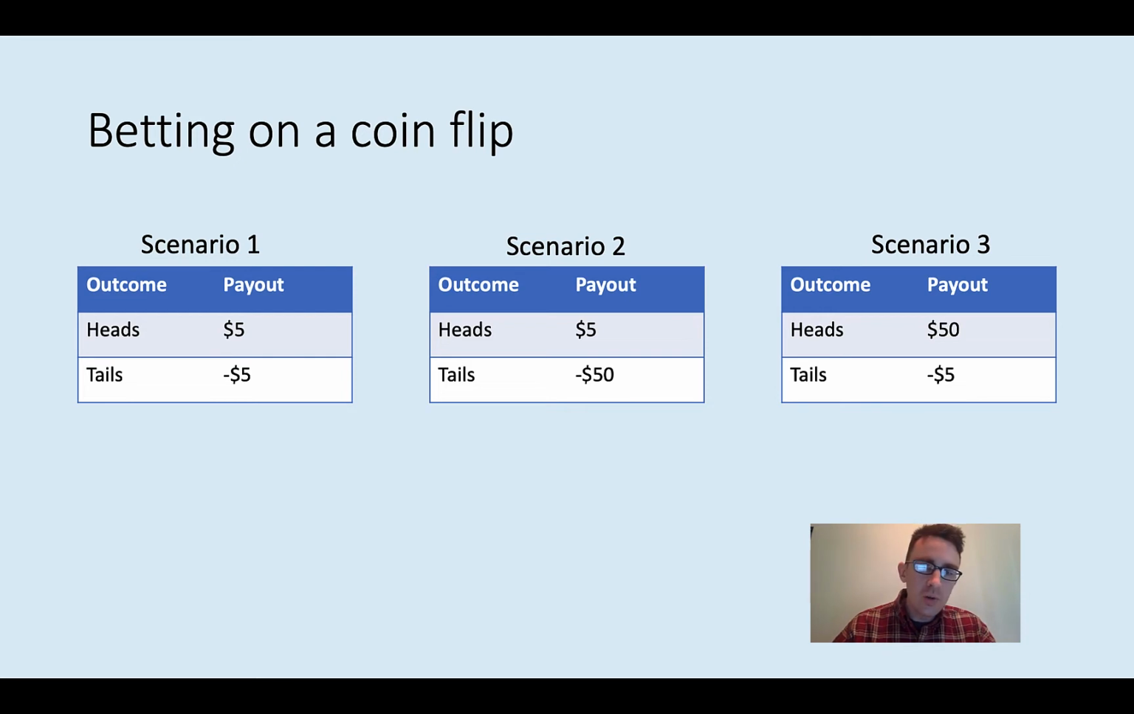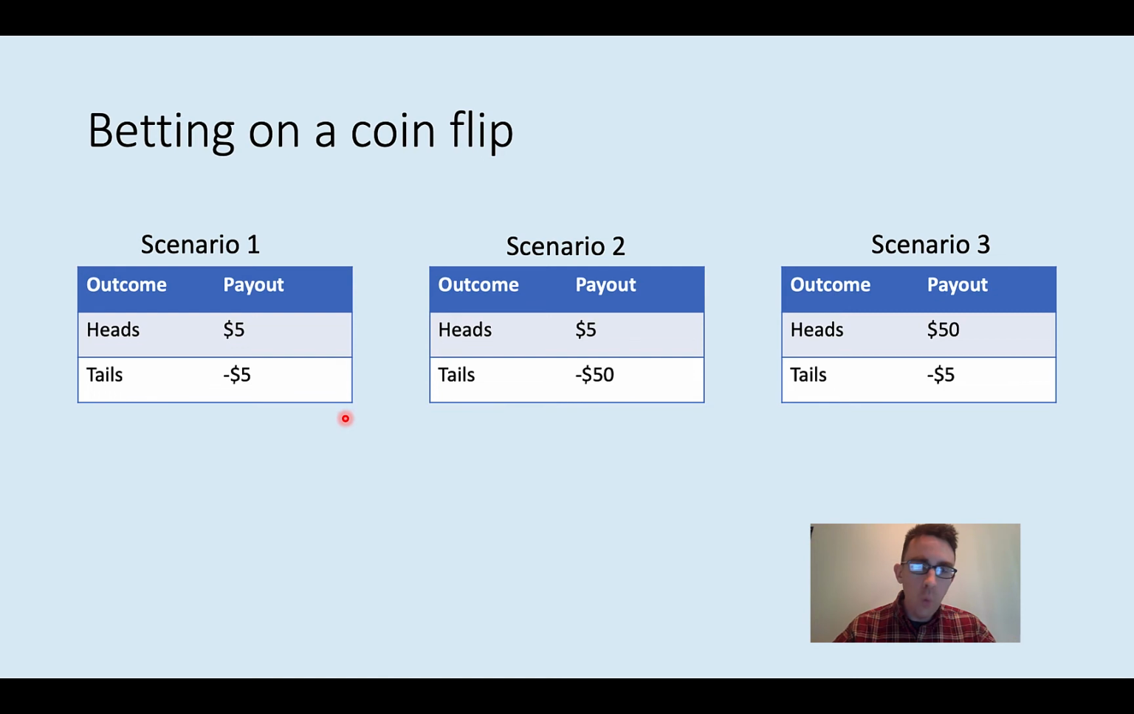If you're using common sense here, you probably notice that scenario three seems like a pretty good bet, because there's a 50% chance of winning $50, and a 50% chance you might lose, but if you lose, you're only losing $5. So it seems like a very favorable bet. Scenario 2 seems like a bad bet because it's basically the reverse. The amount that you're losing outweighs the amount you're winning. You win and lose half the time each, but your losses are going to be a lot greater than your wins.